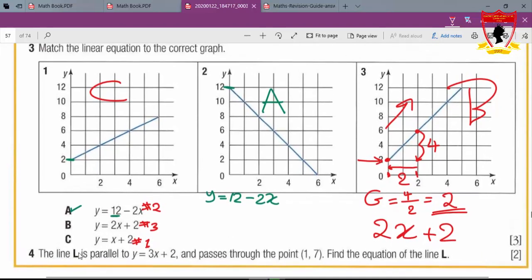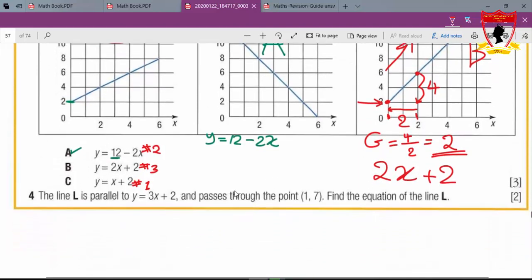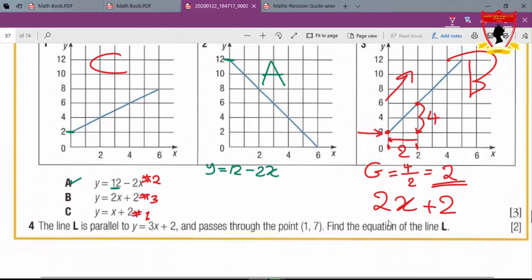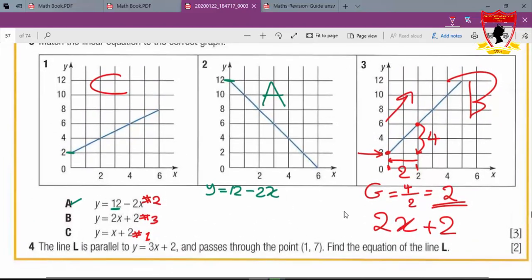Question 4, the line L is parallel to y equals 3x plus 2 and passes through the point (1, 7). Find the equation of the line L. This question is a very interesting question. Let's use one of these grids to help us find the graph of this y and the graph of line L to help us find y.